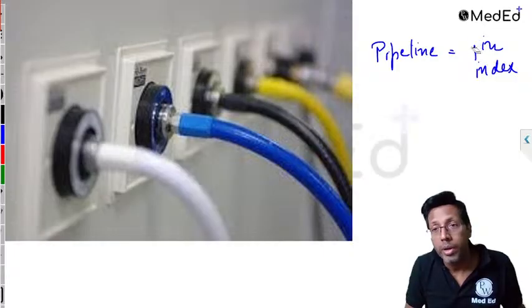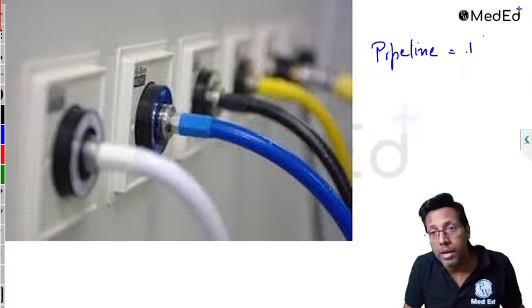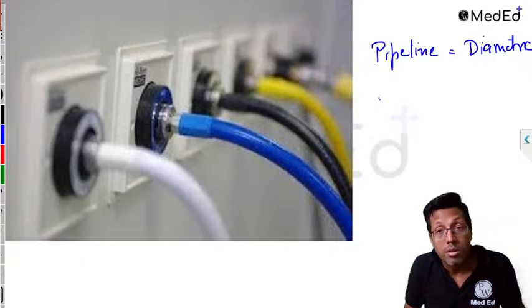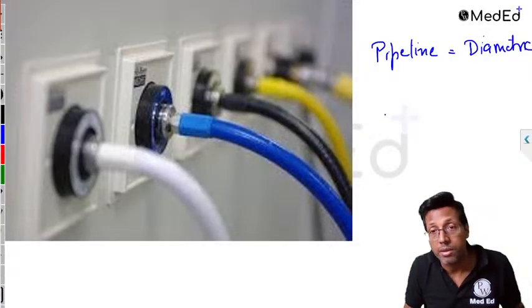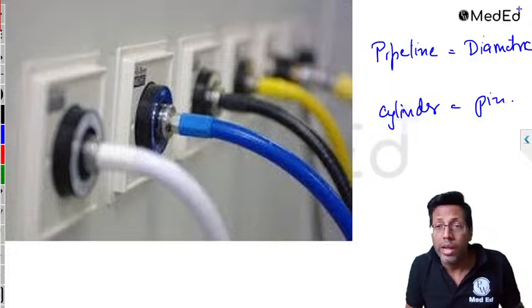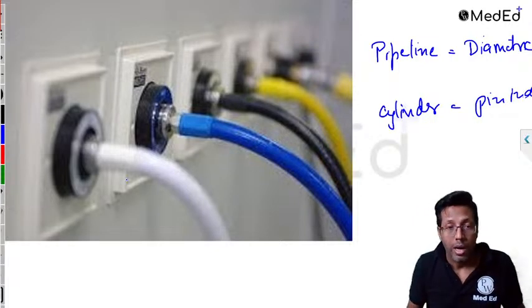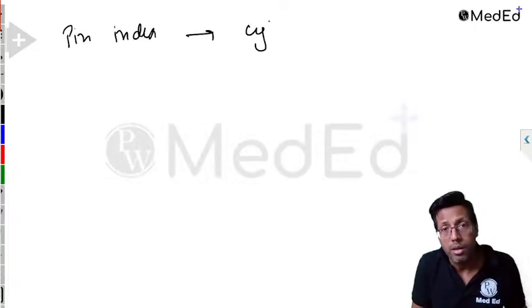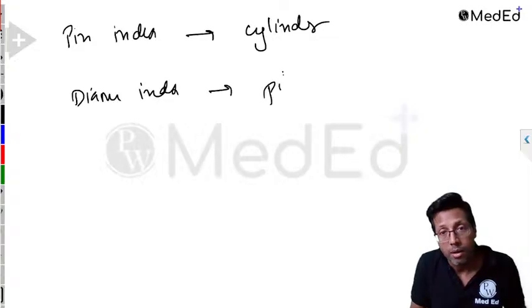But it's wrong. To make it different, remember like this: for pipeline, it is diametric index, and for cylinders, it is pin index. So to remember, I can change it slightly. Pin index safety system is for cylinder. I'm just telling you a way to remember. Diametric index safety system is for pipeline.